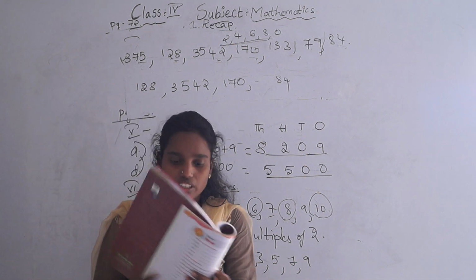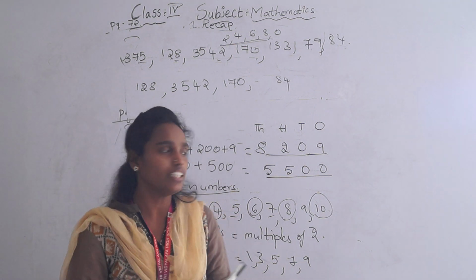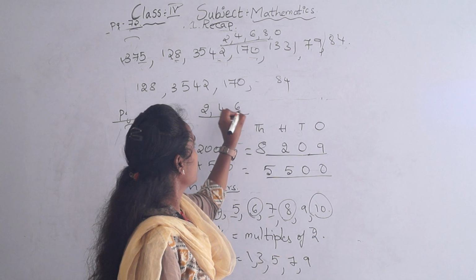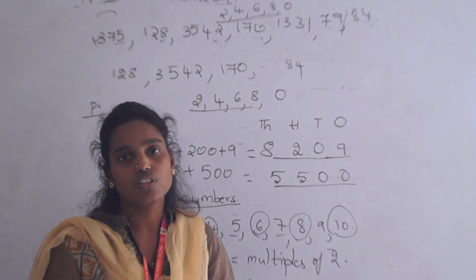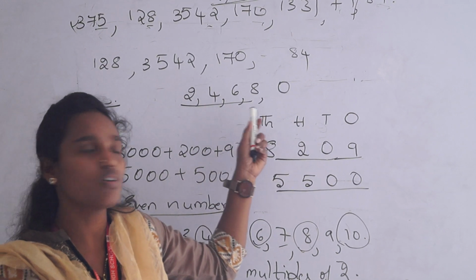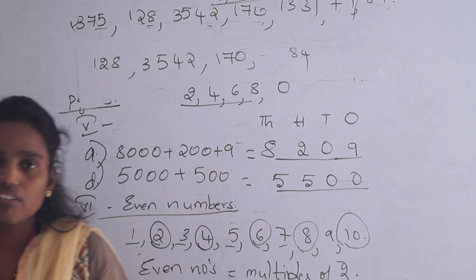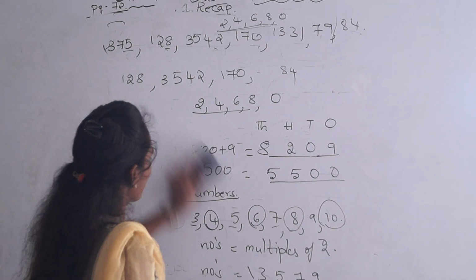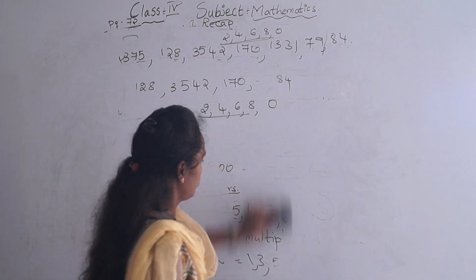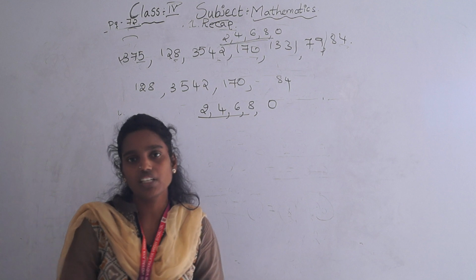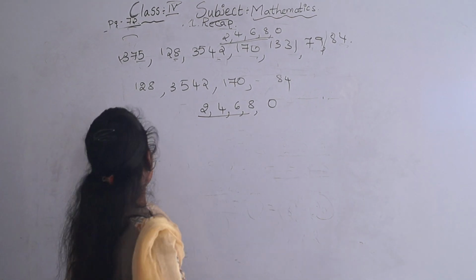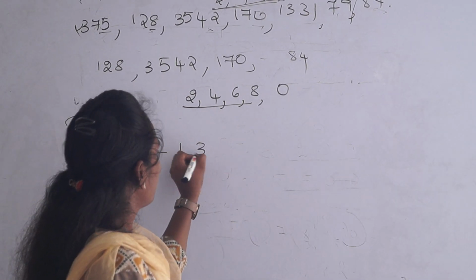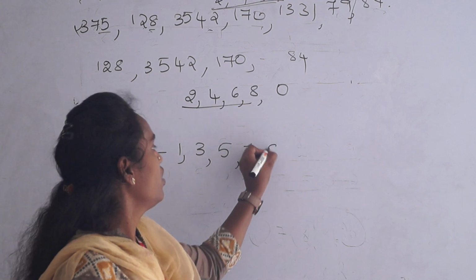So now tell me, here, even numbers always end with what numbers? 2, 4, 6, 8, 0. So the numbers which always end with 2, 4, 6, 8, 0 are nothing but even numbers. Okay, now coming to odd numbers. What are odd numbers? The numbers which are not multiples of 2 are nothing but odd numbers. So we will write what odd numbers are. Those are 1, 3, 5, 7, 9.